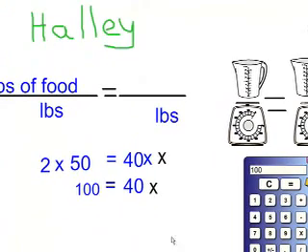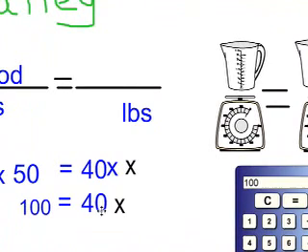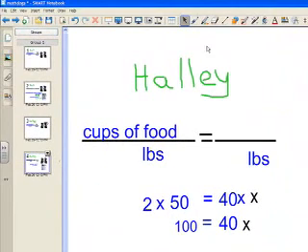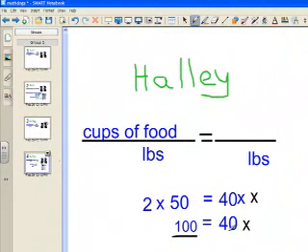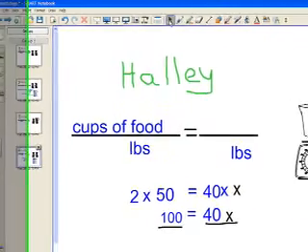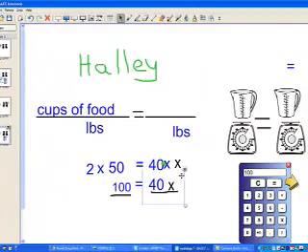Now what I want to do is to get rid of the 40 and just have my variable x remaining. I'm going to multiply by the reciprocal inverse of 40, which is 1 over 40, which is the same as dividing both sides by 40.